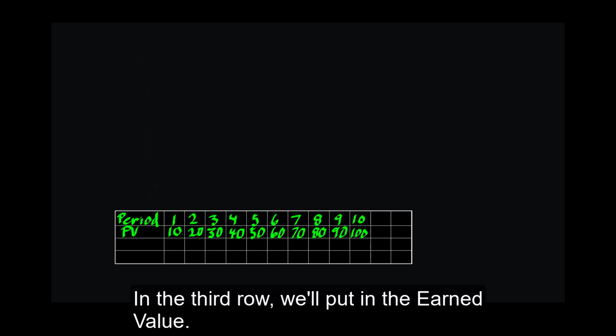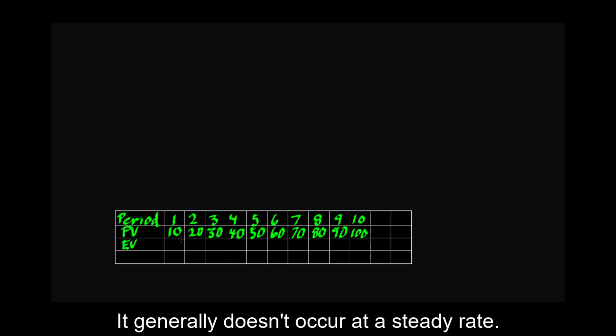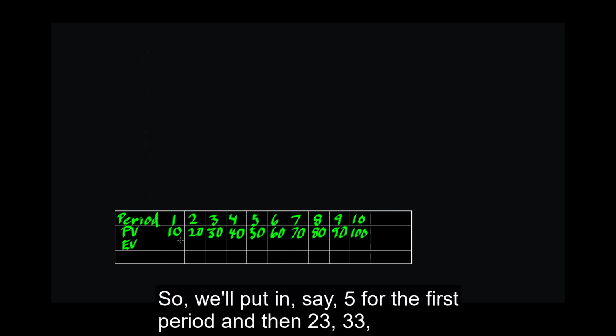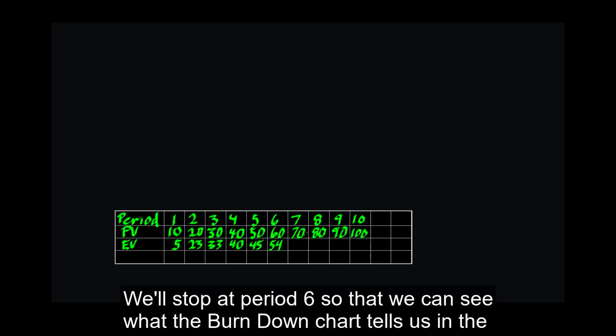In the third row, we'll put in the earned value. It generally doesn't occur at a steady rate, so we'll put in, say, 5 for the first period, and then 23, 33, 40, 45, and 54. We'll stop at period 6 so that we can see what the burndown chart tells us in the middle of a project.